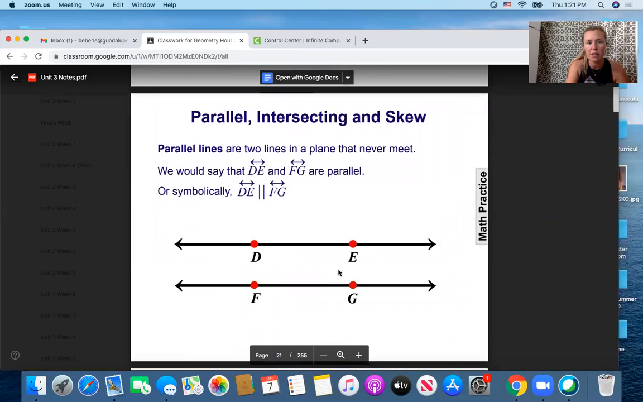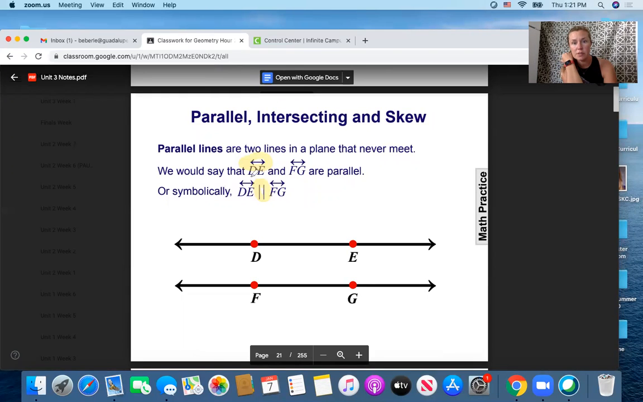So parallel, intersecting, and skew. Parallel lines are two lines in a plane that never meet. We would say in this picture that line DE and FG are parallel, or symbolically. So let's talk about what each of these abbreviations means. This one right here tells you that DE is a line. If it didn't have arrows on the end, it would be a line segment. And this right here means parallel. So they're saying line DE is parallel to line FG.